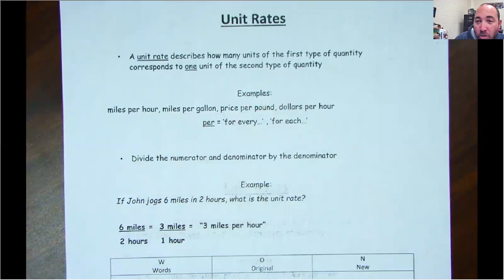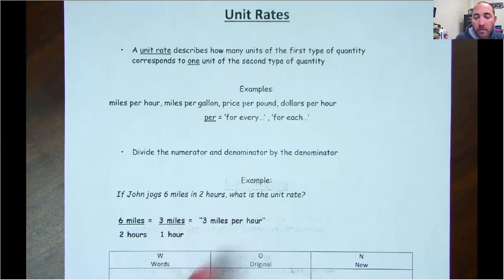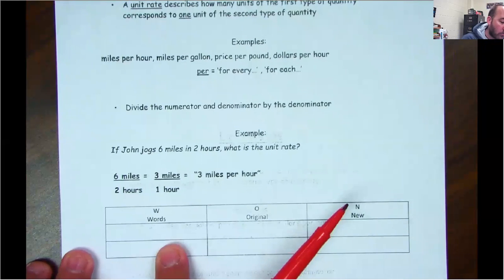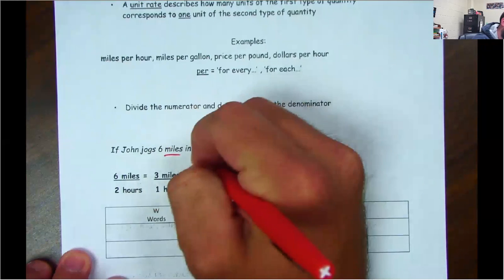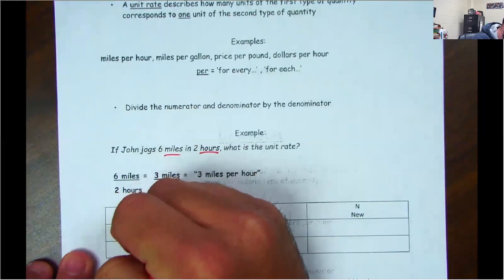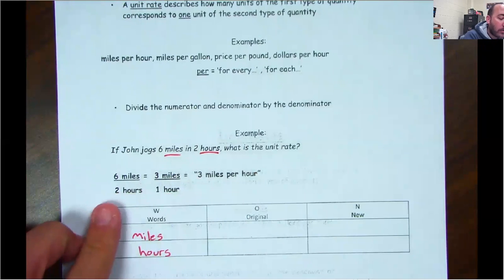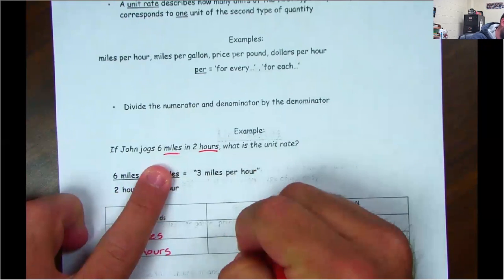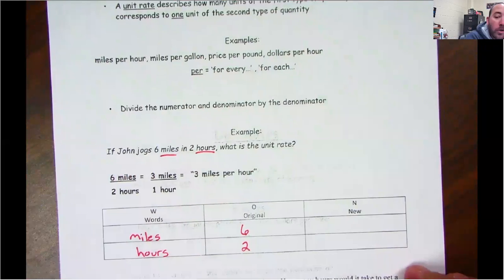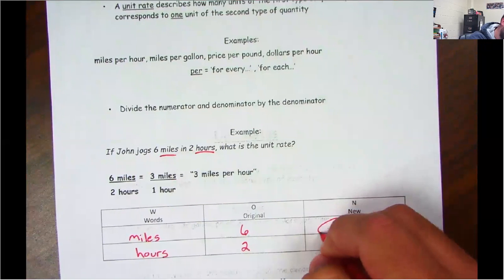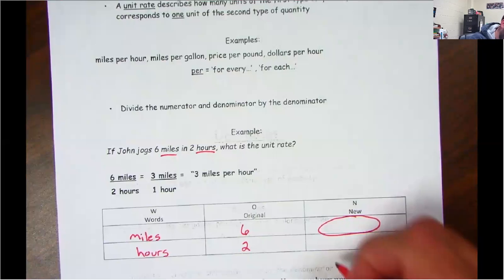Guys, in order to get the unit rate, you're literally dividing. Here's an example. If John jogs 6 miles in 2 hours, what is the unit rate? Notice it shows the work here, but I'm going to do it in our one chart. We were comparing miles and hours. So it says he was able to do 6 miles in 2 hours. We want to know how many miles, so this is what we're solving for, in 1 hour.